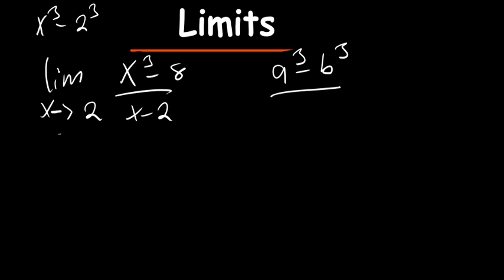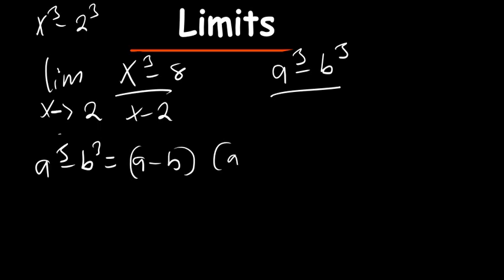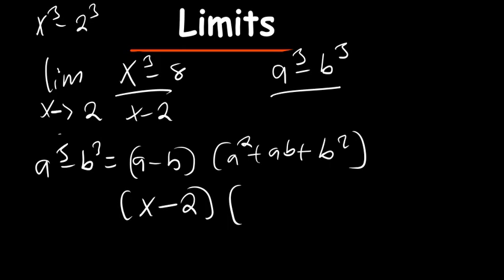Wherever you have a to the power 3 minus b to the power 3, this gives you a minus b, which you put in brackets, then a squared plus ab plus b squared. That's what it means. In this case, my a is x and my b is 2. a squared is x squared, plus ab, which is 2x, plus b squared, and 2 to the power 2 is 4.